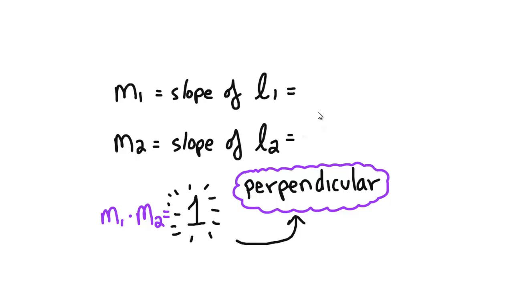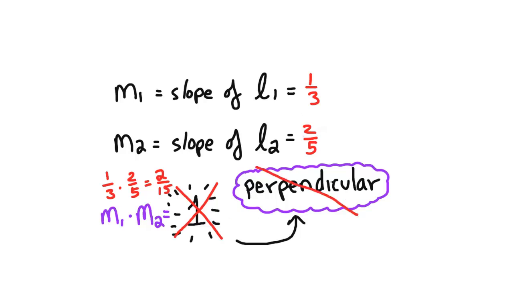Now, if we were to change the slopes, let's say M1 is equal to 1/3 and M2 is equal to 2/5, then if we were to take M1 times M2, which is 1/3 times 2/5, then we know that this is equal to 2/15, which is not equal to -1. So this tells you that these two lines are not perpendicular, because their slopes are not opposite reciprocals.